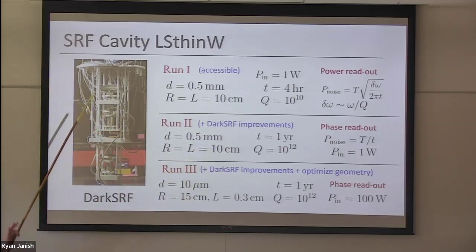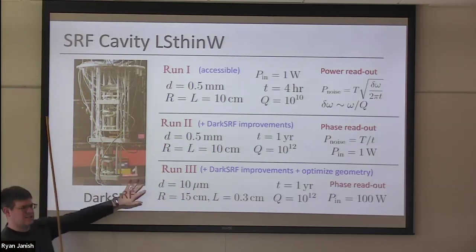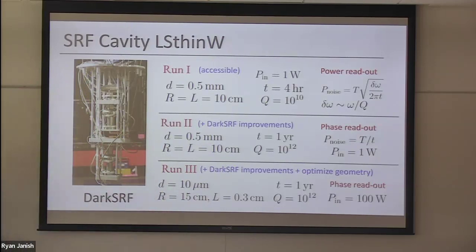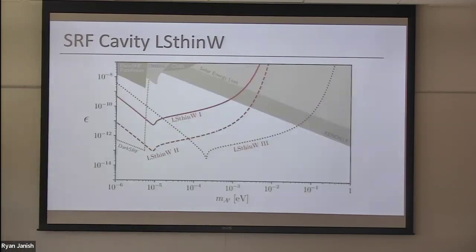And then, the ultimate is to take that projected improvement and optimize it specifically for the thin wall case. So take a pancake geometry, take a thin wall, imagine we solve whatever problems we need. This would be sort of the best limit we could conceive of. And this is what we do. Current technology will allow us to reach this little bit of space here.